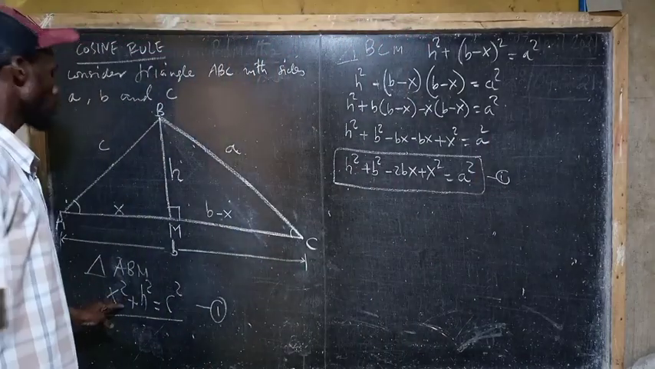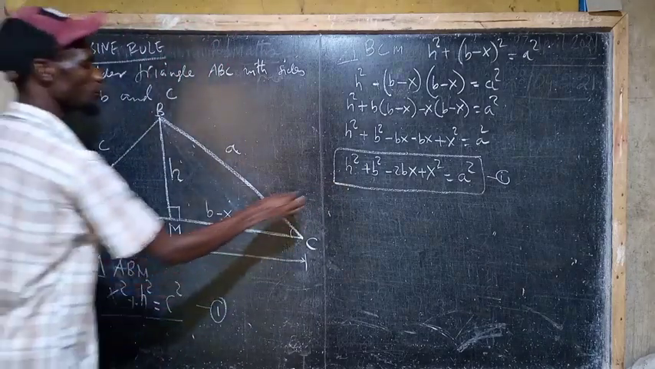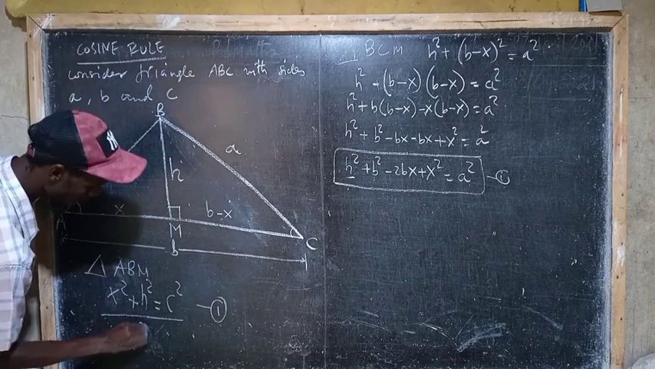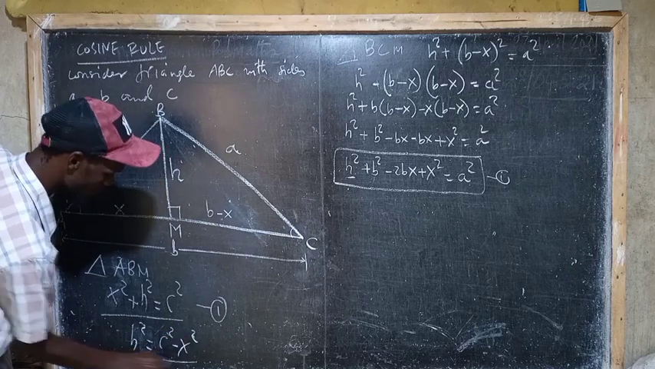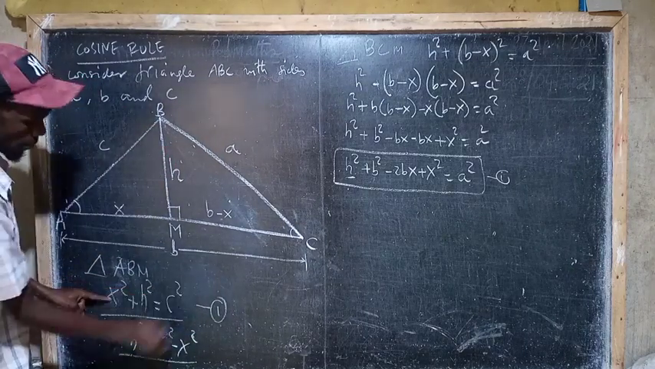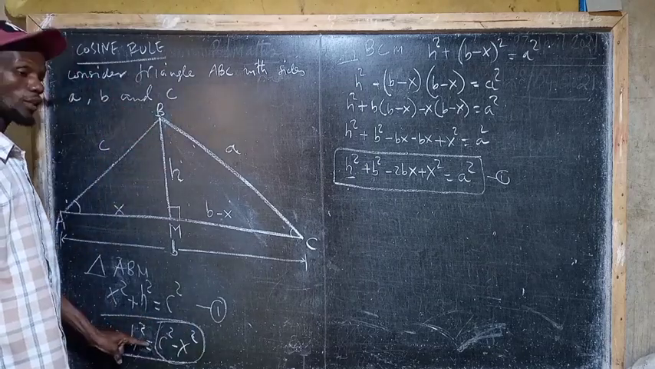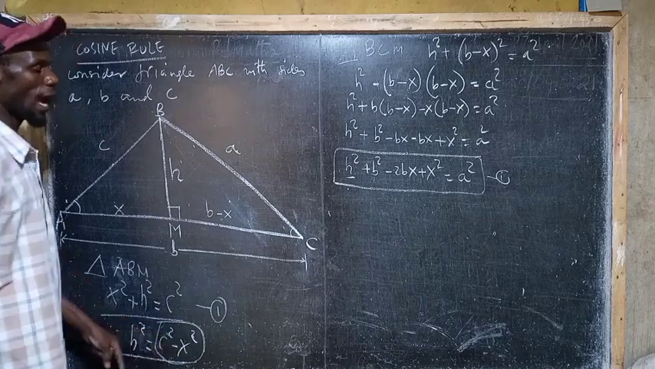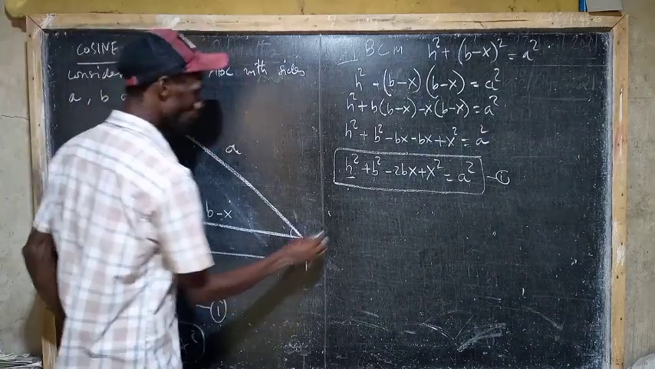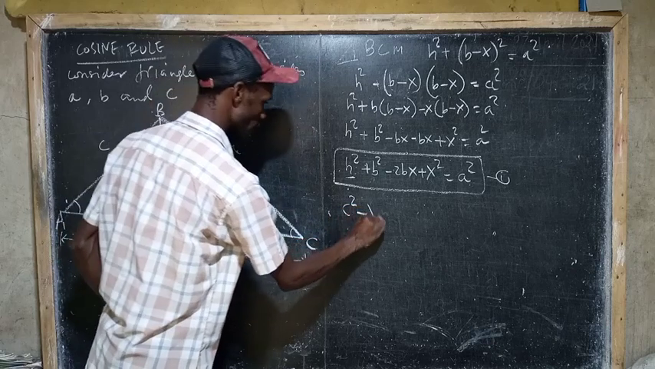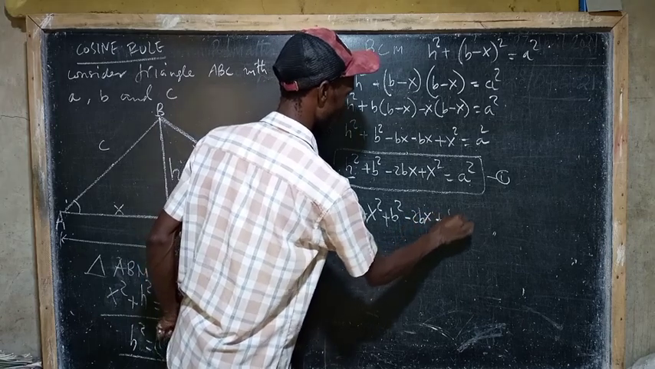Then combine these two equations, the first one and the second one, by considering the value of H. H squared will be equal to C squared minus X squared. I have taken this one to the other side. Where there is H squared, let us substitute this one. So we have C squared minus X squared plus B squared minus 2BX plus X squared is equal to A squared.